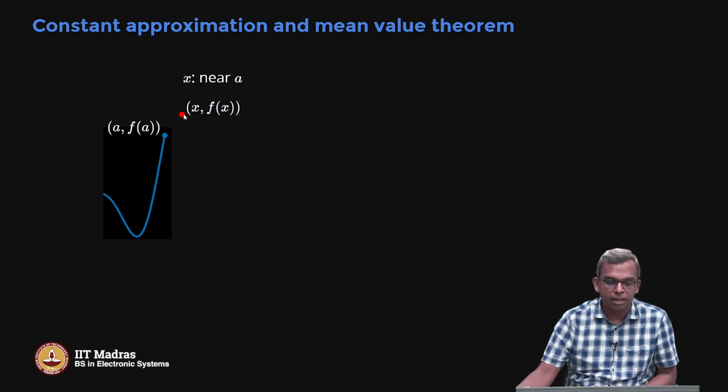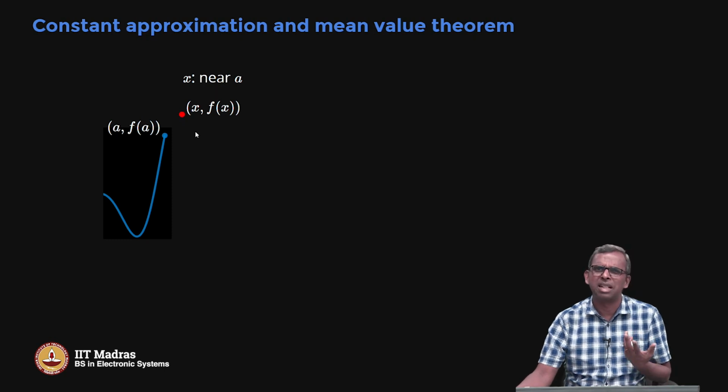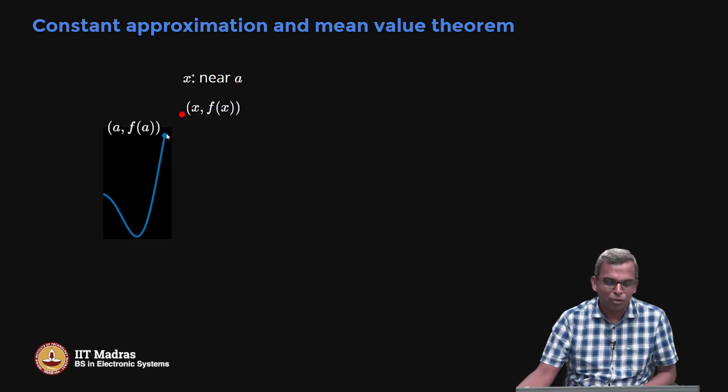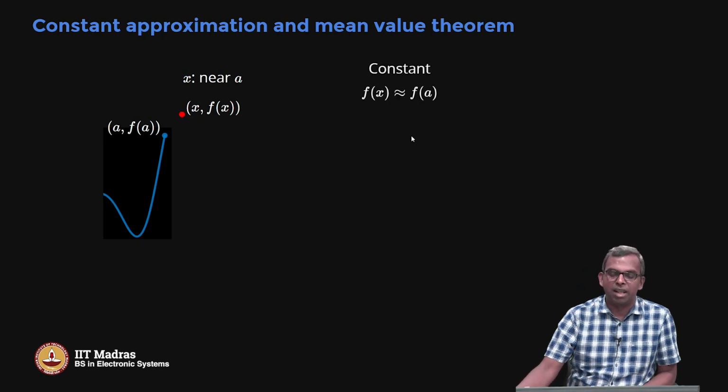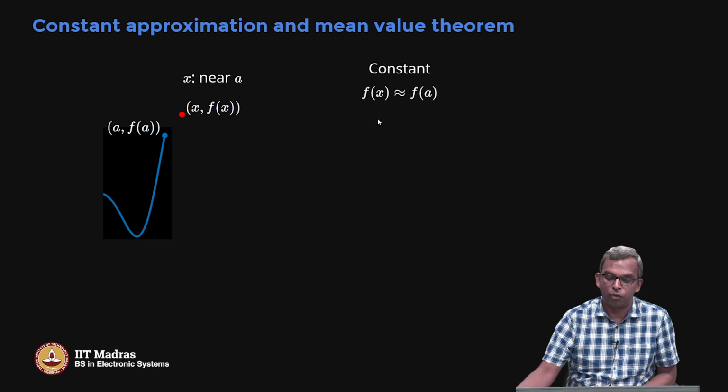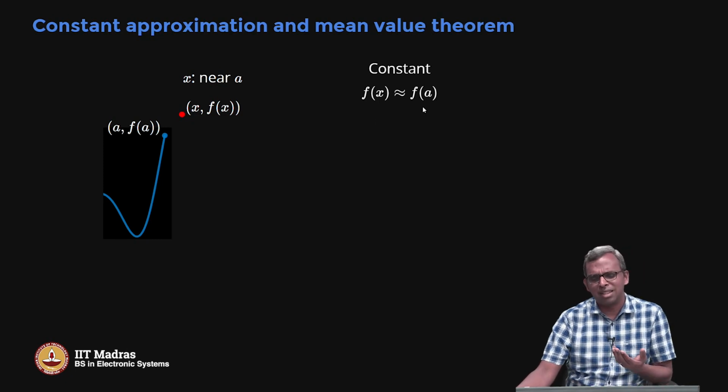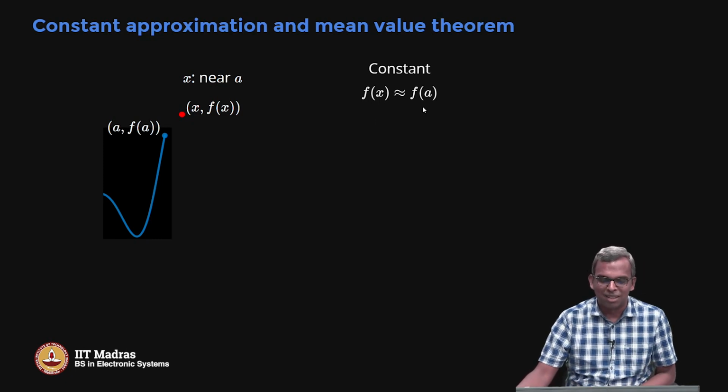Then what will you say f of x is when x is near a? What can be the best approximation? What is the best you can do if you don't know the derivative, if you don't know anything else? One thing to do is to say it's constant. So you can say f is equal to f of a somewhere near a, a constant value. So f of x is approximately f of a, isn't it? It seems reasonable. It's the best you can do if you don't know anything else.